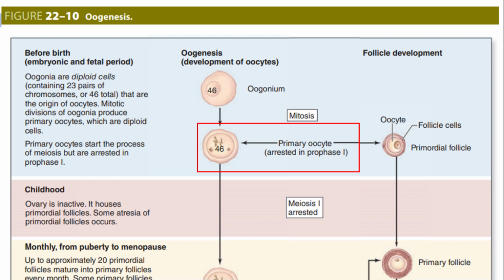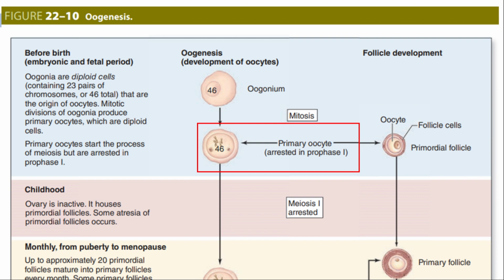However, mayroong plot twist dito, guys. Yung primary oocyte kasi hindi siya magpapatuloy through the meiosis 1. Instead, i-arrest siya sa isang stage ng meiosis 1, and that stage, according to Junquera, is prophase 1.